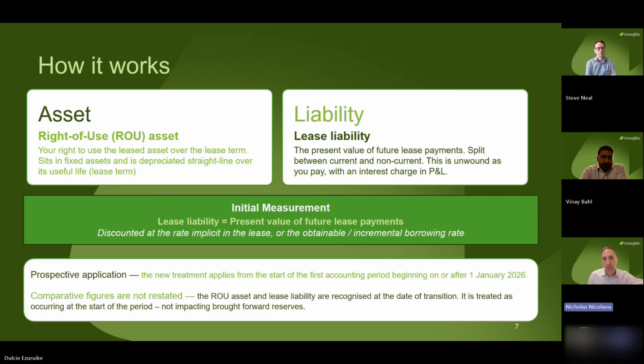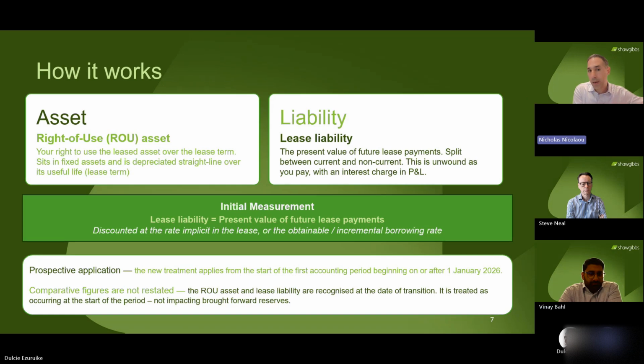With this adjustment, it's a prospective application, so it means that you don't have to restate previous years. So if you're in the middle of a lease, you don't have to go back and change how you've recognized it in the past. It's a transition adjustment that you recognize at the start of the accounting period that it kicks in from.